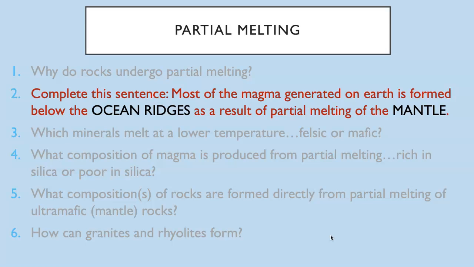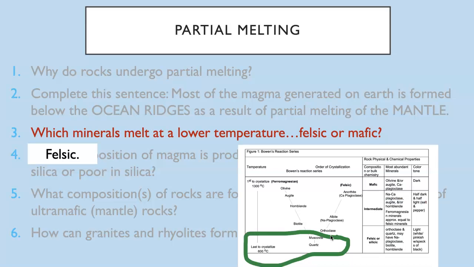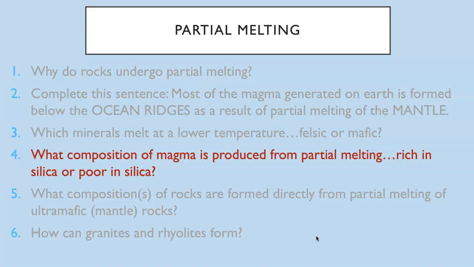Complete this sentence. Most of the magma generated on Earth is formed below ocean ridges as the result of partial melting of the mantle. Which minerals melt at a low temperature, felsic or mafic? Well, that would be felsic. Remembering our Bowen's reaction series, we can look at this entire thing backwards. We can think about having a solid rock, and instead of having a magma that cools, we can have a rock that we heat up. And as we start to heat it and melt it, the first thing that's going to melt are these minerals down here, quartz and muscovite. So the very first thing that's going to melt are going to be the felsic minerals.